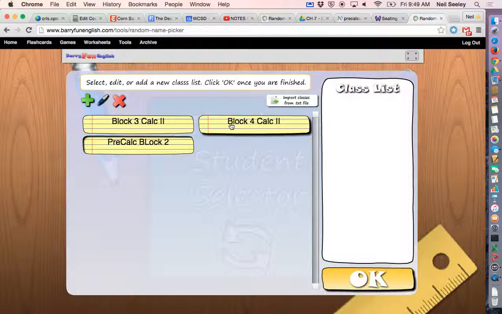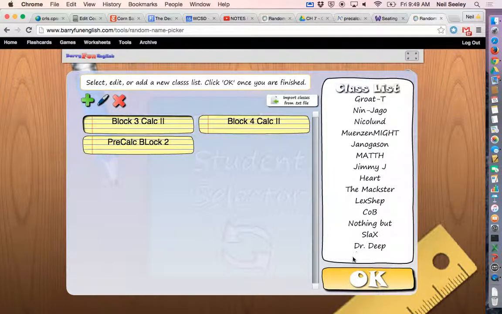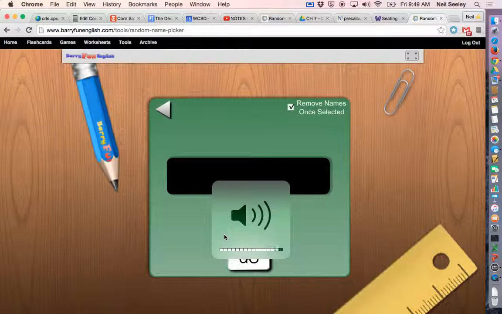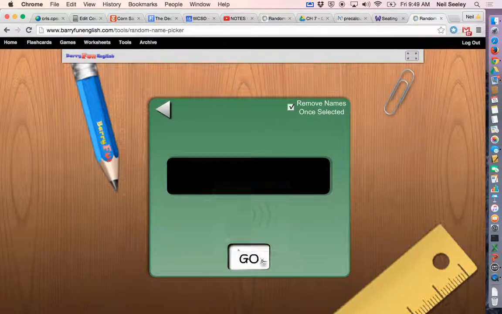Well, right now I don't have you guys loaded in here, but I will, because right now I'm working on your nicknames. So this is my third block, Calc 2. Want to see the names in there? Look at that. And this is how it works. It's subtle. It's very subtle. Not distracting at all.